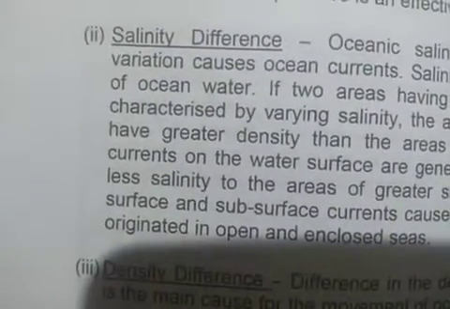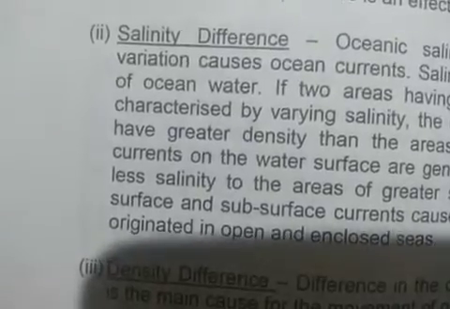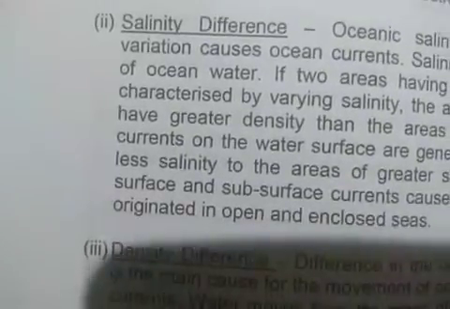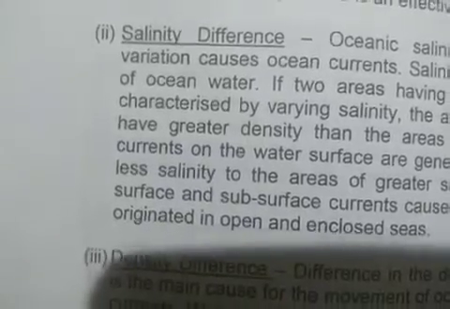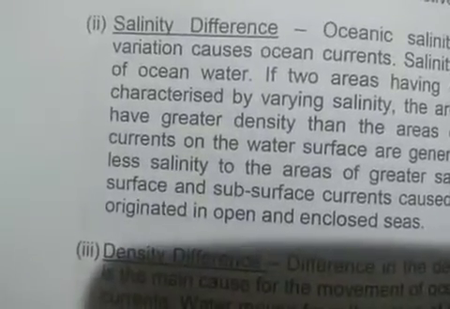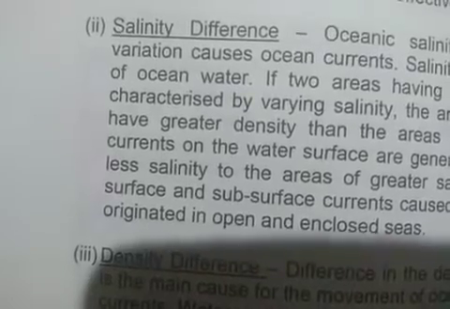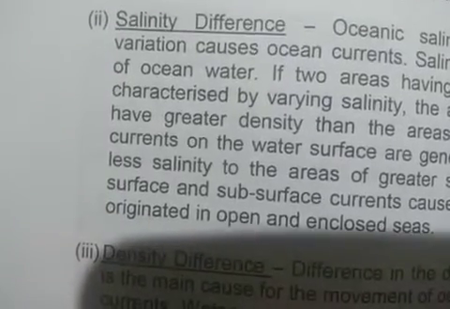Water moves from high temperature belts to lower temperature belts. Thus, the currents from the equator move towards the poles. But subsurface water also moves from the poles towards the equator to compensate for the loss of water. Hence, temperature is an effective phenomenon.